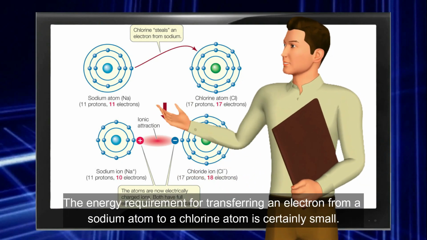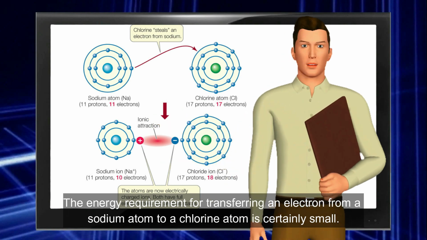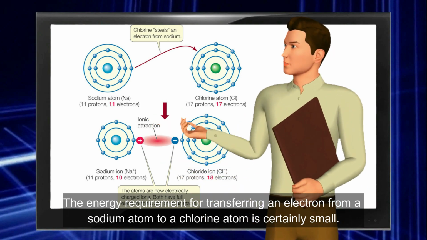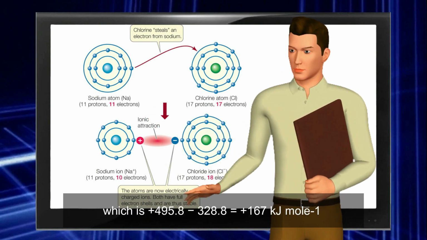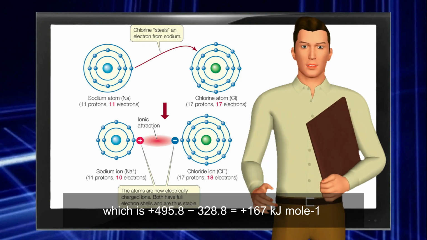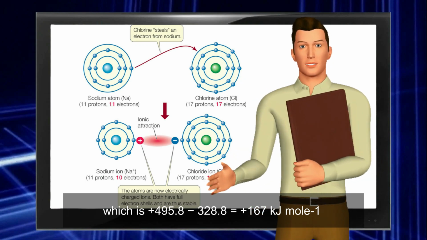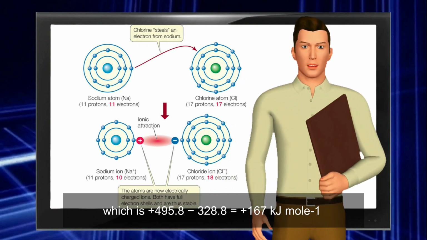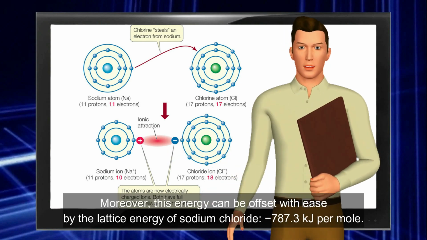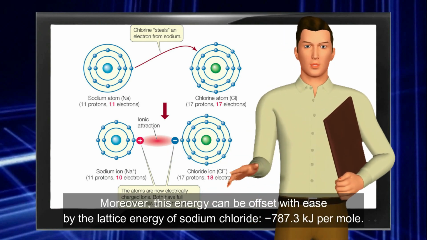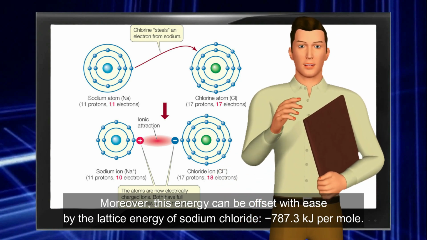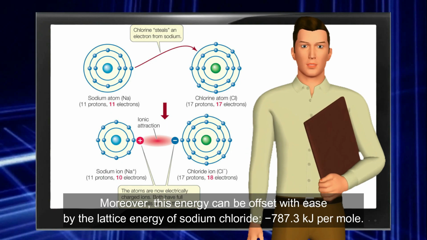The energy requirement for transferring an electron from a sodium atom to a chlorine atom is certainly small, which is plus 495.8 minus 328.8 equal to plus 167 kJ per mole. Moreover, this energy can be offset with ease by the lattice energy of sodium chloride, which is minus 787.3 kJ per mole.